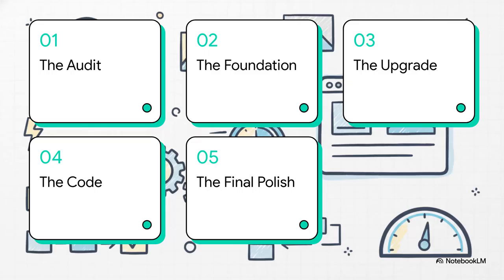Okay, so here's the game plan. First, we'll run an audit to find the real troublemaker. Then we'll lay a solid foundation with compression and CDNs. After that, we'll upgrade to modern formats, get smart with our code, and finally add a little polish to really make it shine. Let's get into it.